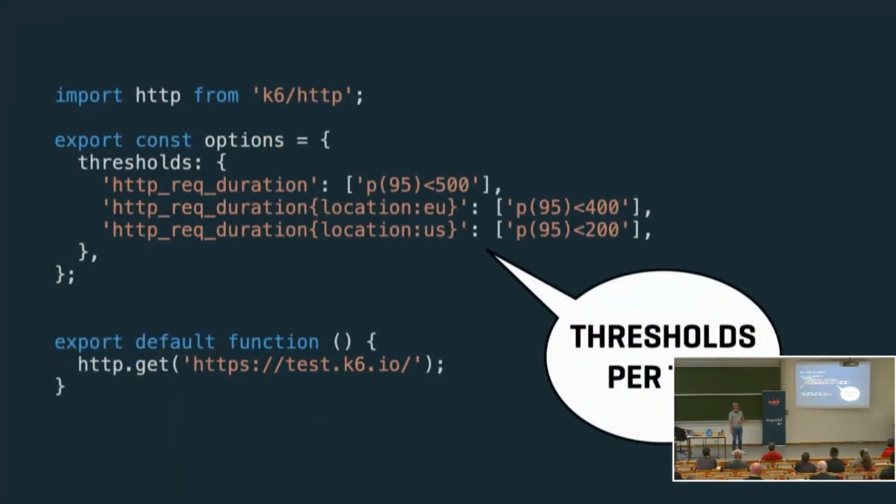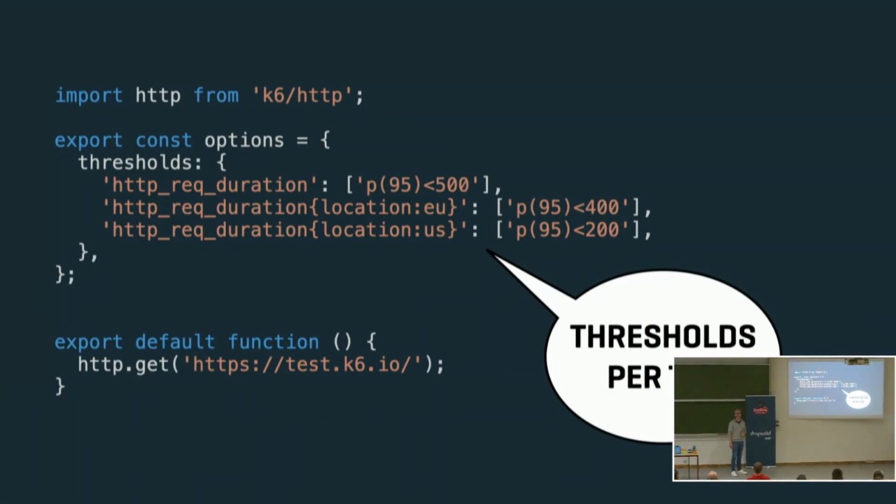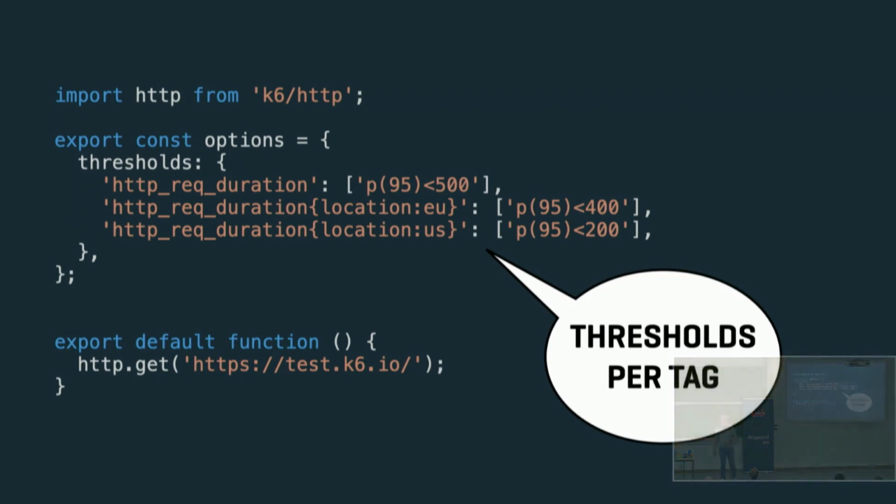You can also use those tags, interestingly enough, to do thresholds. You can say everything that is tagged with location EU, we're being a bit more lenient in terms of performance expectations. We want those in the 95th percentile to respond within 400 milliseconds. And if your tag is the US, well, it has to be faster. We'll do 200 milliseconds. So a lot of flexibility there, a lot of capabilities there.